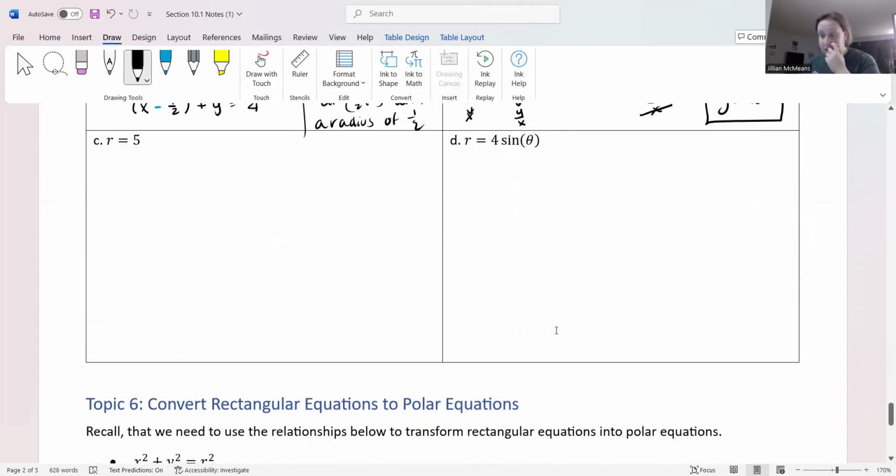So let's look at C. Now, in the first example, we multiplied both sides by r. In this example for part C, let's square both sides.